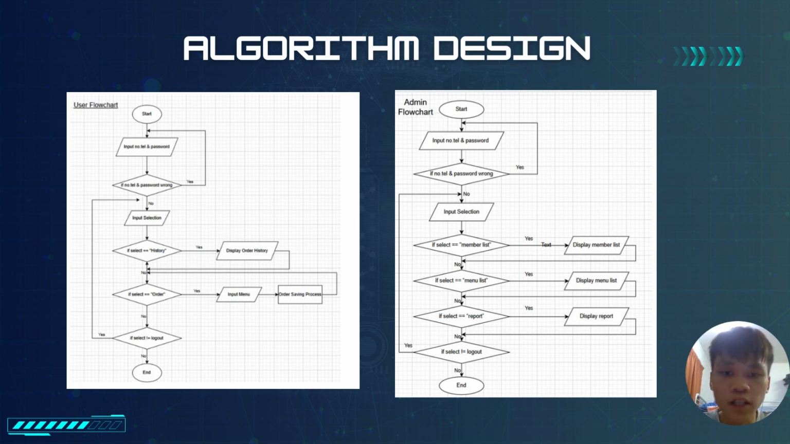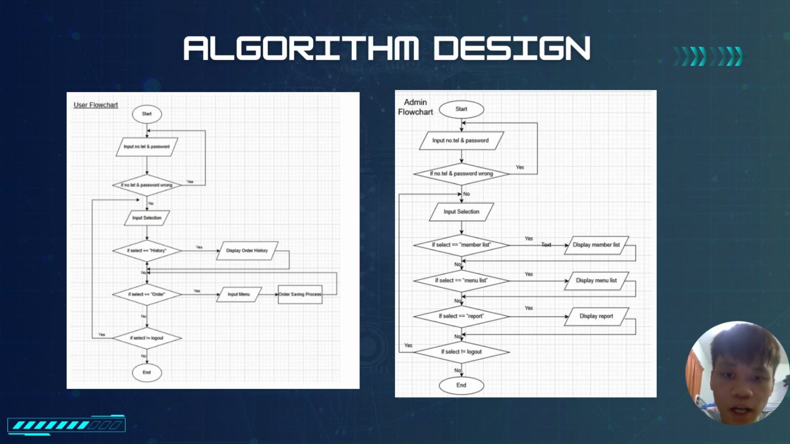Once they have input their telephone number and password, there are three selections. One is history, to display the order history. One is order, to input the menu and allow the user to order. And the last one is logout.